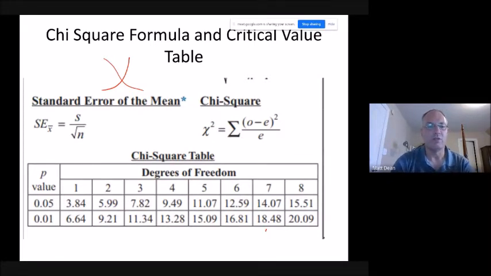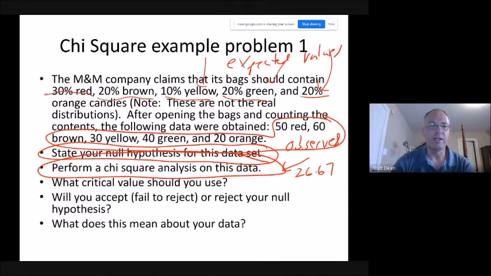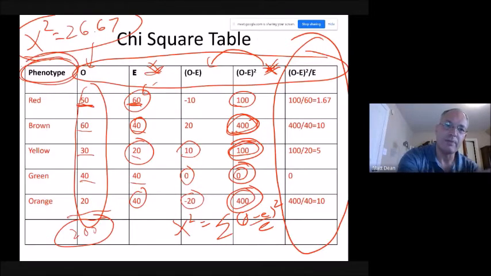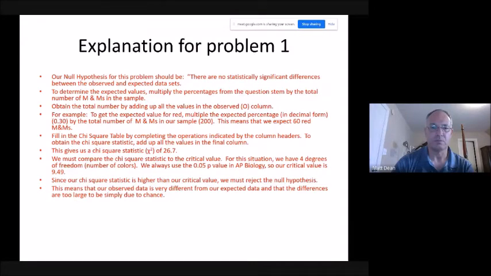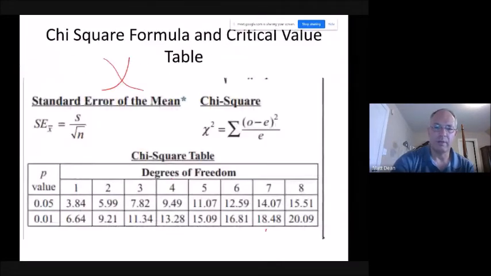To use it, you've got to know two things. You've got to know what are called your degrees of freedom. Your degrees of freedom are always going to be your number of phenotypes or possible outcomes minus 1. 1 less than your number of phenotypes or possible outcomes. So in this case, we had 5 colors, 5 phenotypes. So our degrees of freedom are 4. We're going to be looking at 4 degrees of freedom.